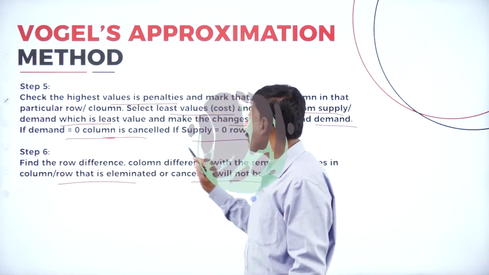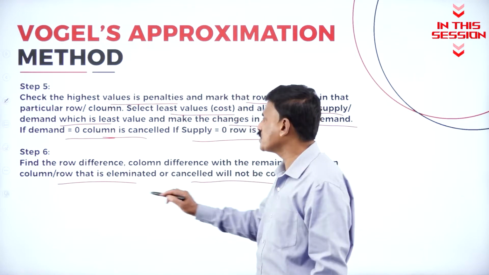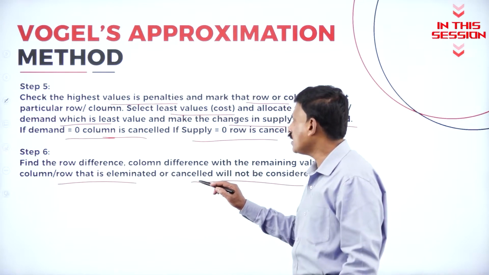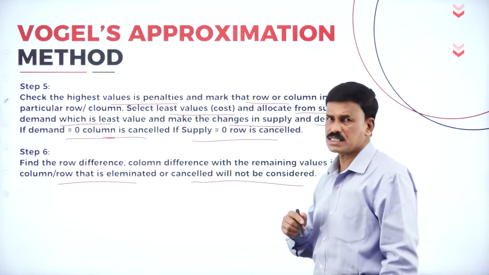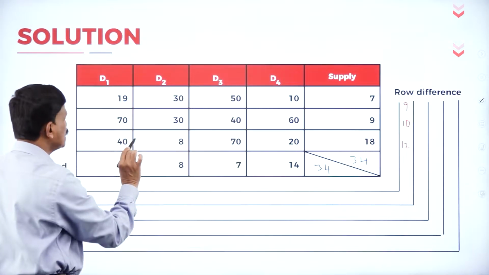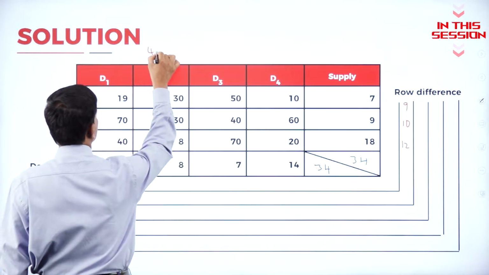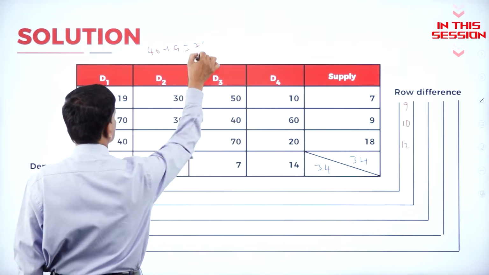Find the row difference and column difference with the remaining values; the particular column and row that is eliminated or cancelled will not be considered. The least values are 19 and 40. First least value is 19, next is 40. So 40 minus 19 is equal to 21.